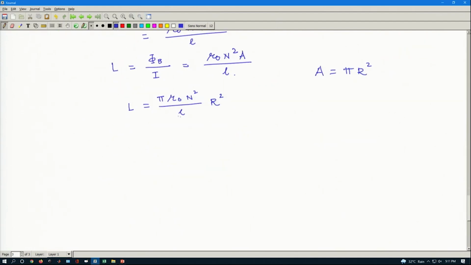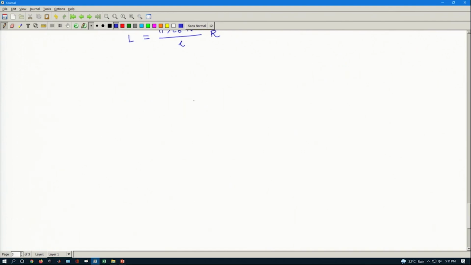It is inversely proportional to the length, that means if the length is short, then the self inductance should be high. It is proportional to the square of the number of turns N. If the number of turns increases, then it is going to increase, and it is also proportional to the square of the radius. Another thing we have, since we have self inductance, it is quite common that we should also have something called mutual inductance.